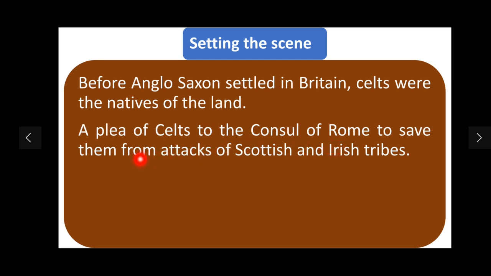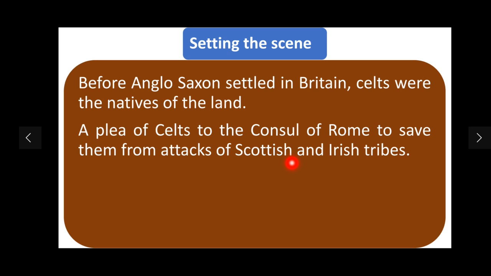That's why the Celtic people sent a request, a plea, to the Council of Rome to save them from these barbarians. But the Roman Empire excused itself, because it was fighting to save its own empire, and they did not have any spare soldiers to send to save the Celtic people from the attacks of these barbarians who belonged to Irish tribes and Scottish tribes.